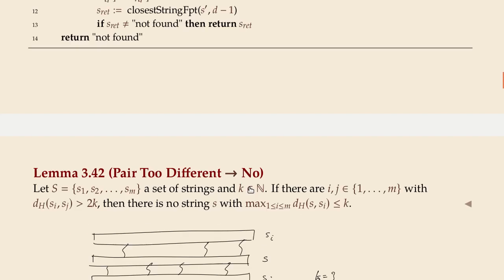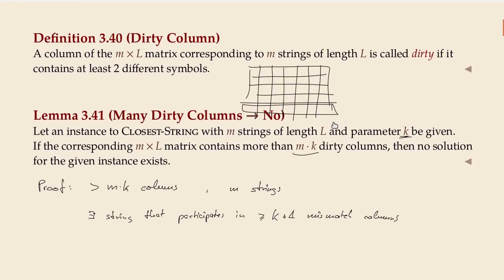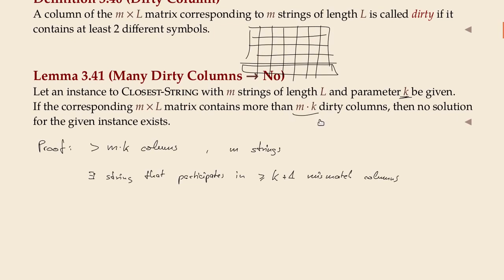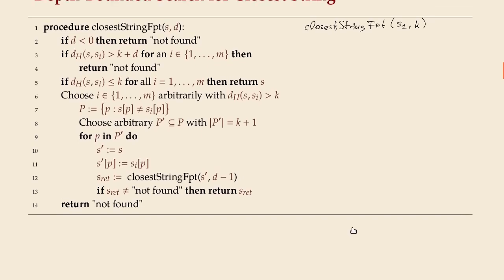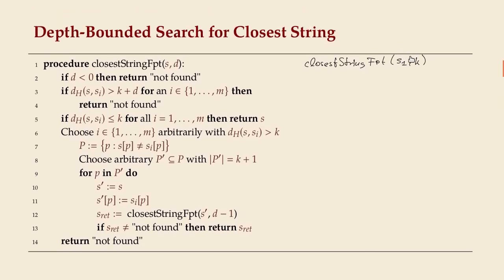You remember our dirty columns lemma from last time? This basically means, for one thing, it's trivial that we can delete all non-dirty columns. For that, we only have the same symbol in all strings, so we simply copy that to the consensus string. And also, we can't have more than mk dirty columns. So that means the whole instance consists of at most mk dirty columns, which essentially limits the length of the inputs.